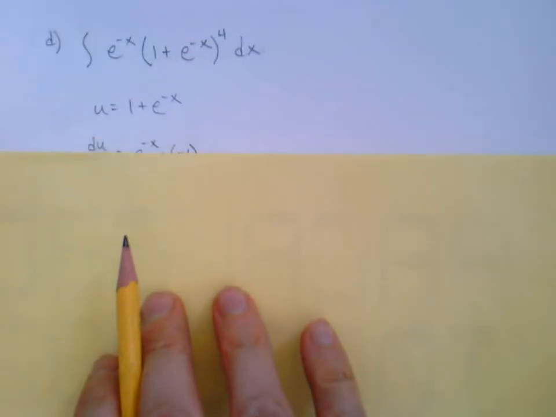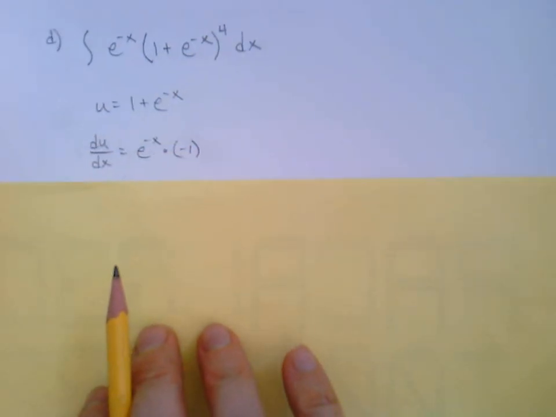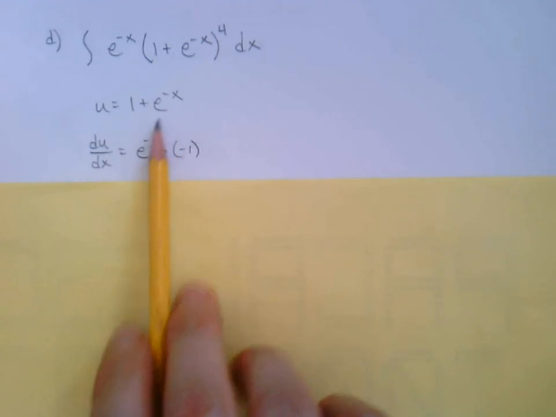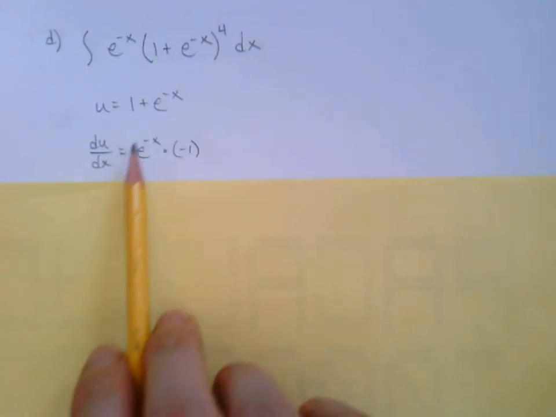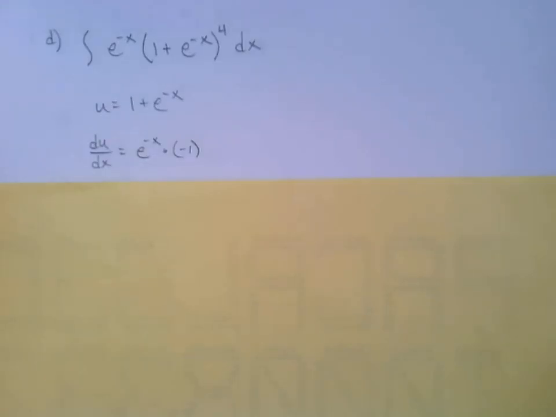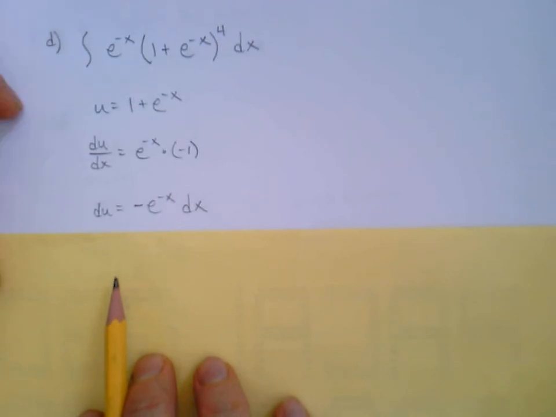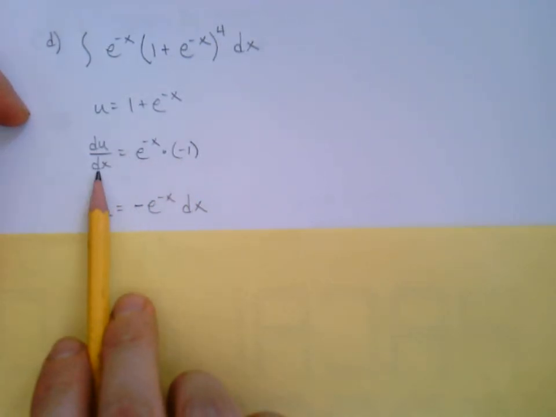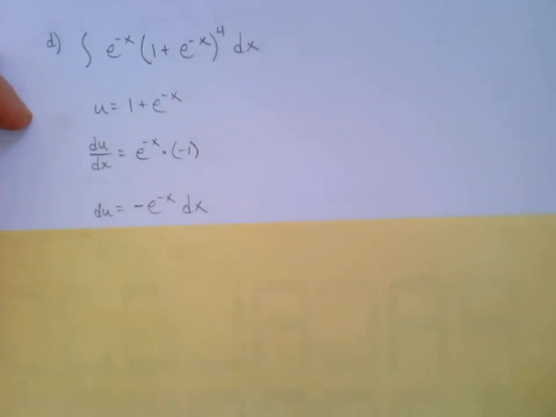Okay. Next step after that is to take the derivative, du over dx. Well, here we've actually got a chain rule again, right? So the 1 goes to 0, and then the chain rule on e to the negative x, e to the negative x times negative 1. And I'm going to think of that as just a negative in front, and at the same time multiply my dx over to that side.